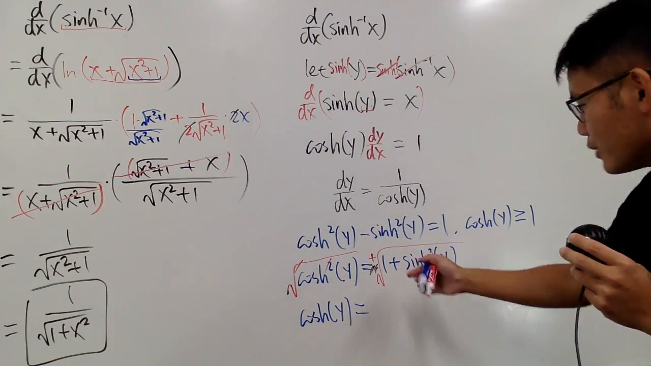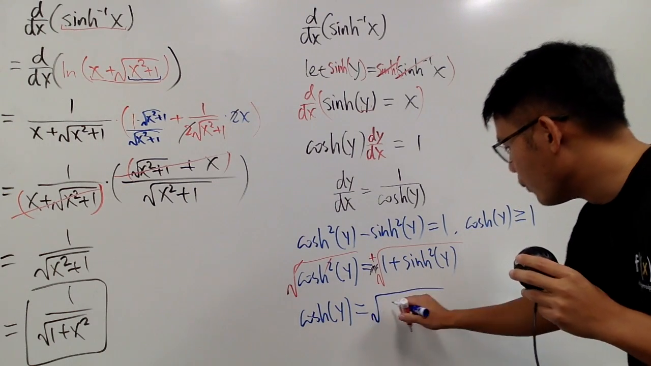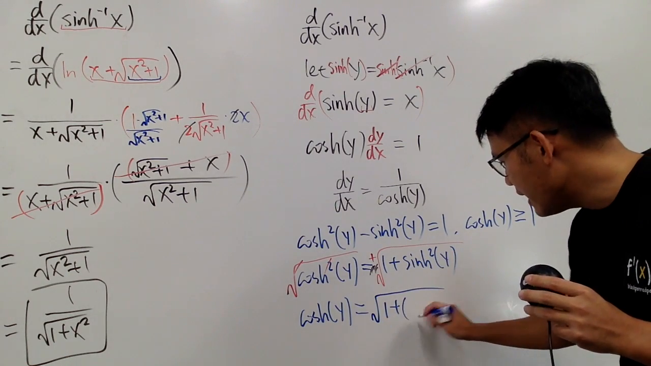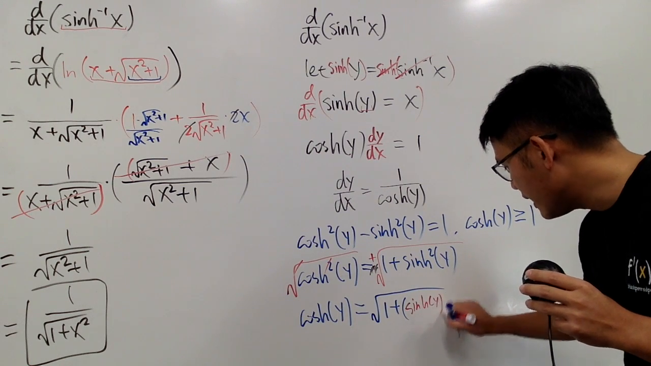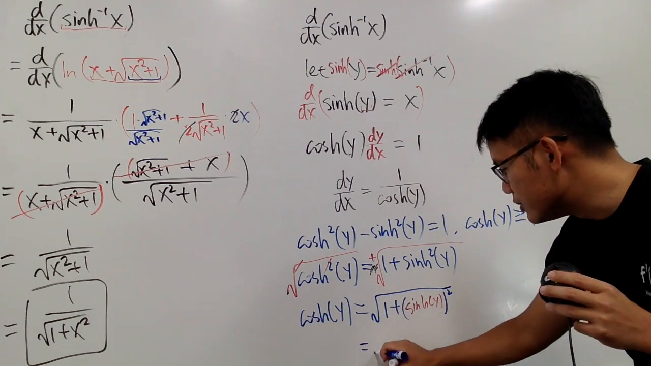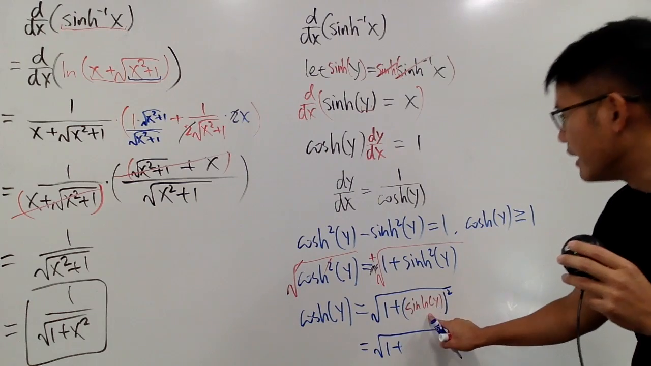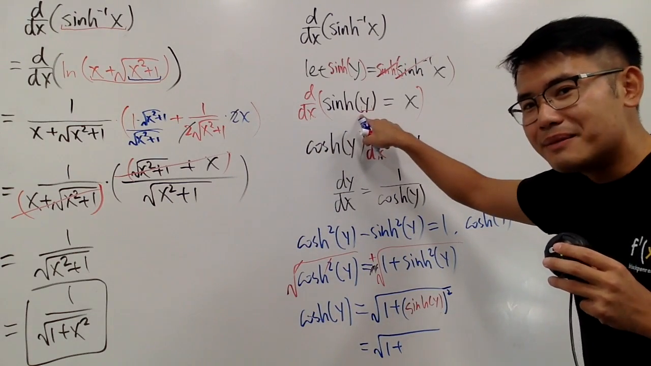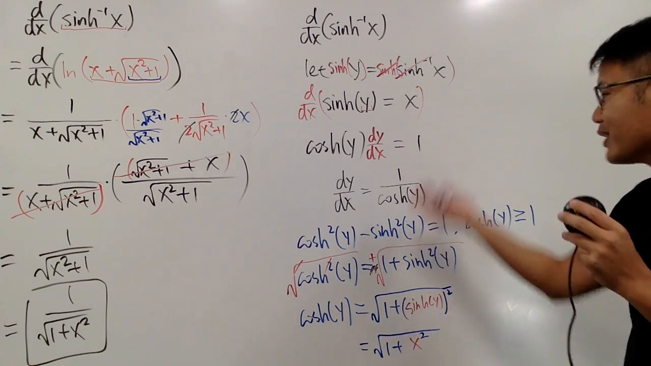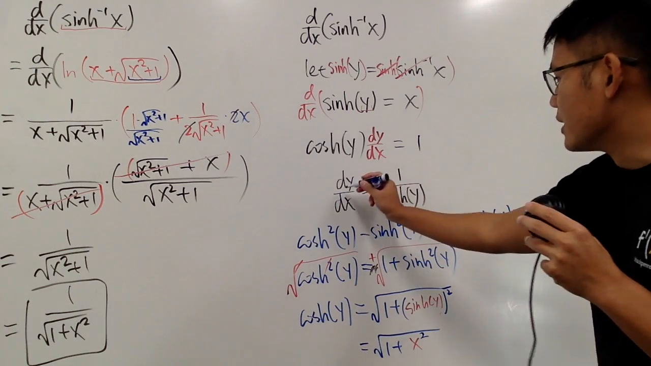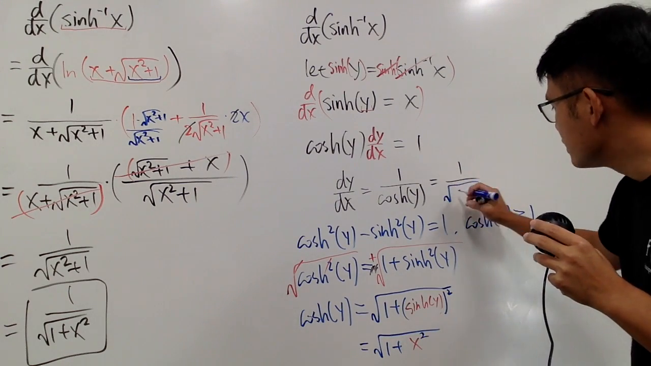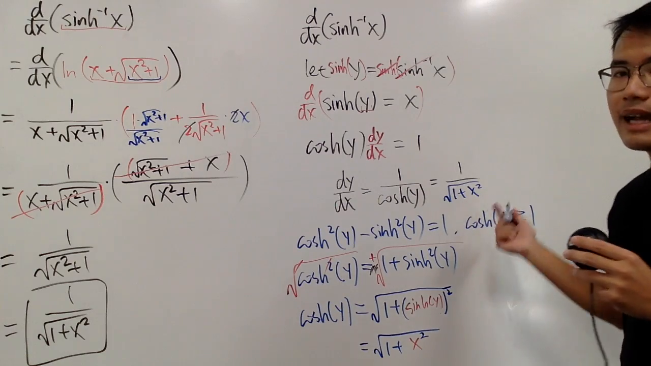So cosh y is pretty much the square root of 1 plus sinh square y. And let me write it down like this. This is the same as saying sinh y, and you square that. And the reason I want to do that is because we see this is just square root of 1 plus the inside, if you refer, sinh y, it's equal to x. So I just say that's x square. That's pretty much it. So in the end, we know that the derivative is just 1 over cosh y, which is 1 over this square root of 1 plus x square. And that's pretty much it.